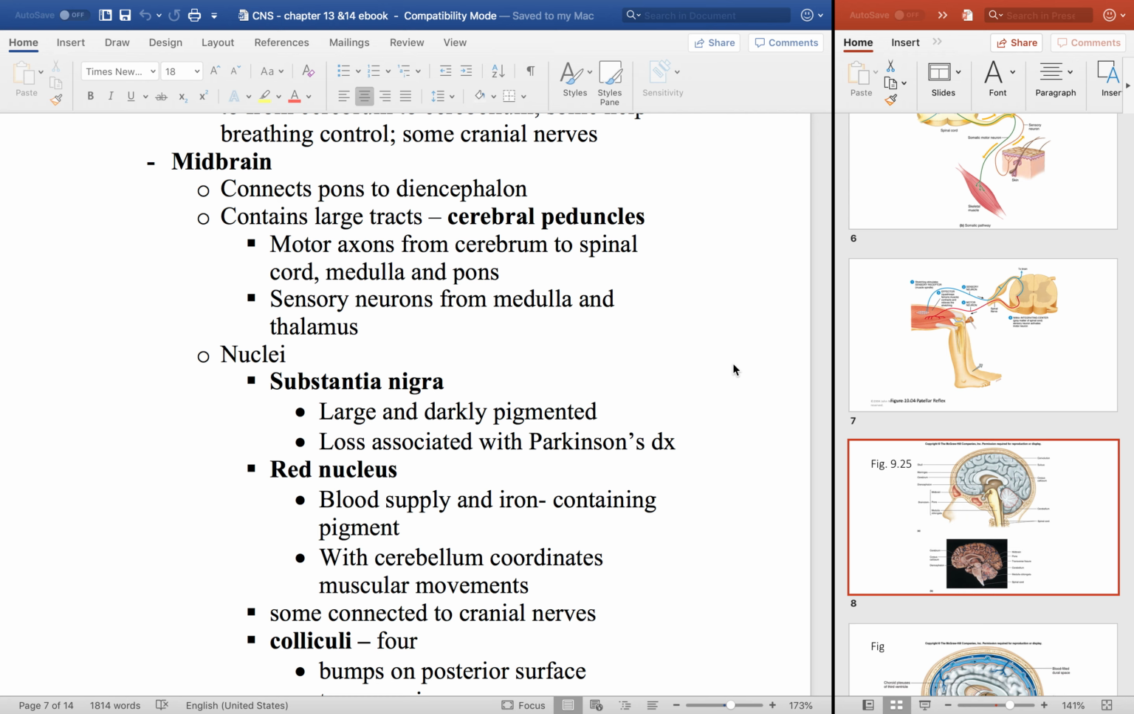There are two major nuclei in the midbrain also. They're the substantia nigra, which are large and darkly pigmented. Nigra means black, so that's what they look like. Whenever people have Parkinson's, this is the area that they have trouble with. Loss of that area, or loss of the use of that area, is associated with Parkinson's.